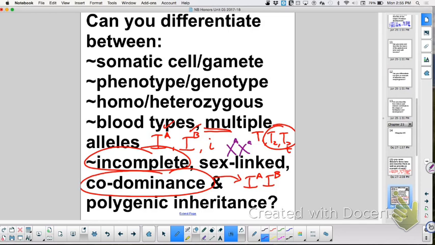A guy will only get his bad X from his mother because what did he get from his father? The Y. Why? Because he is male, right? So that is going to give him the male traits. There's nothing on the X that he's going to get from his dad. Polygenic inheritance, this is like, we talked about intelligence, height, skin color.